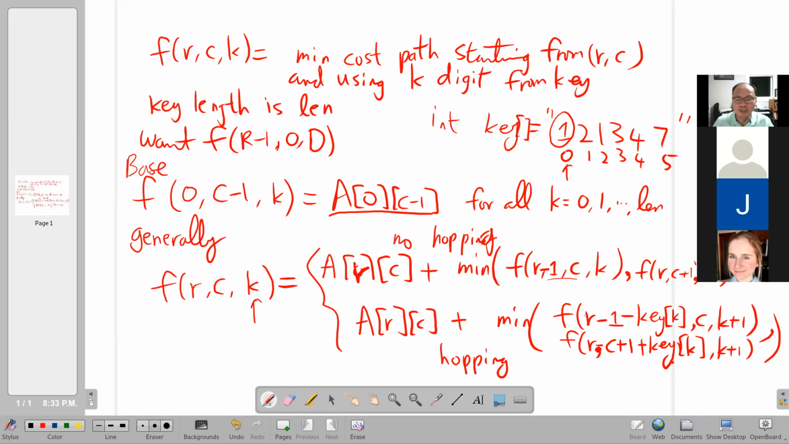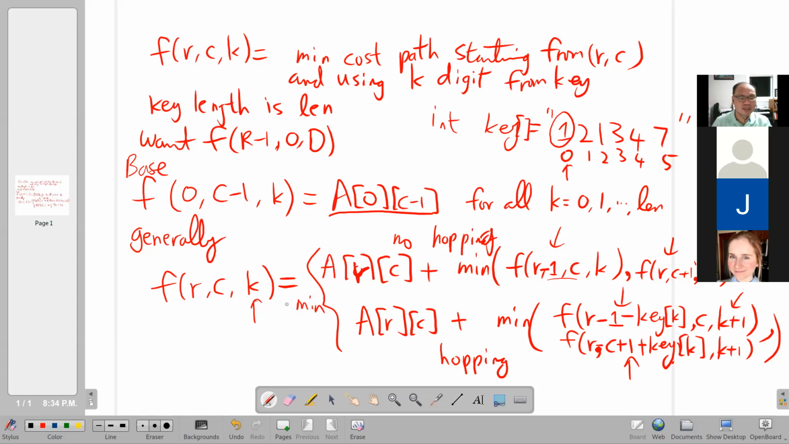And then basically, if I decide to hop, then when I recurse, I have to know that I have used up one more digit for my key than before. And of course, I take the minimum of all these branches. So altogether, there are 4 things to consider. This one, this one, this one, or this one. Take the minimum and add to A bracket R, C, and that's the answer.